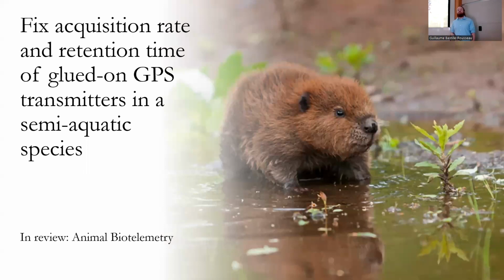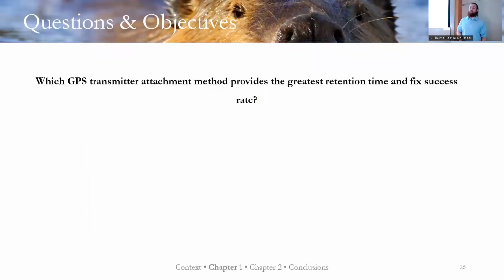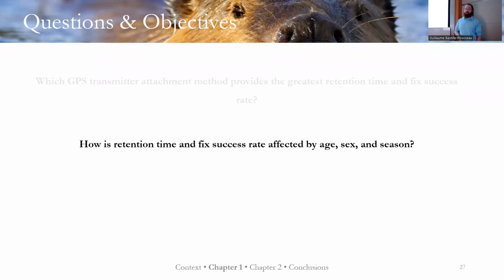And so moving on to fix acquisition rate and retention time of glued-on transmitters for these animals. Some of the questions and objectives associated with this chapter were, we wanted to see which GPS transmitter attachment method provides the greatest retention time and the best fix success rate. I also wanted to see how that retention time and the fix success rate were affected by things such as the age, sex, or the season.